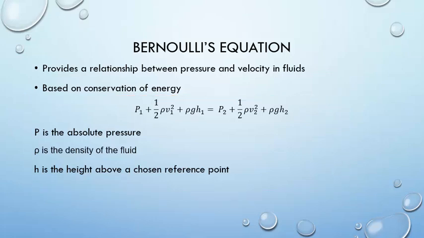The capital P is called absolute pressure, and remember that's the total of the air pressure and any gauge that's measuring the pressure. The rho is just the density of the fluid. H is the height above a chosen reference point. So you've got one fluid that's at one height and another fluid at a different height. Pick one to be 0. Might make things a little bit easier.